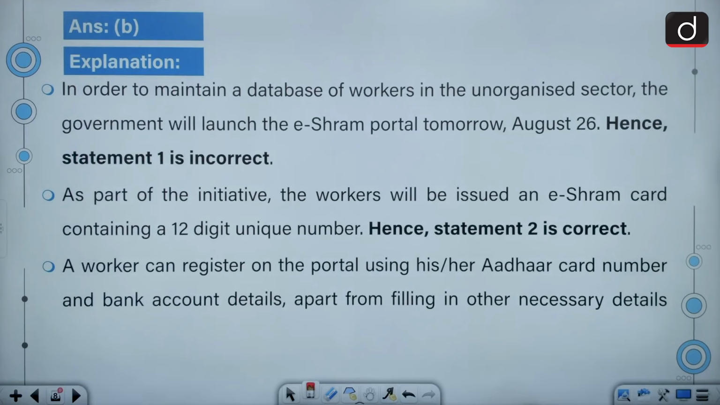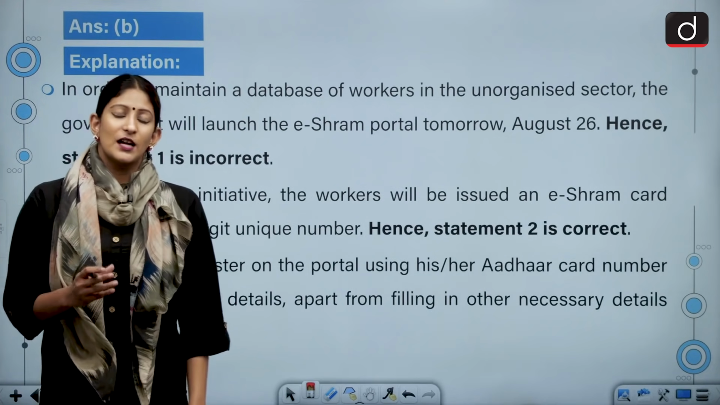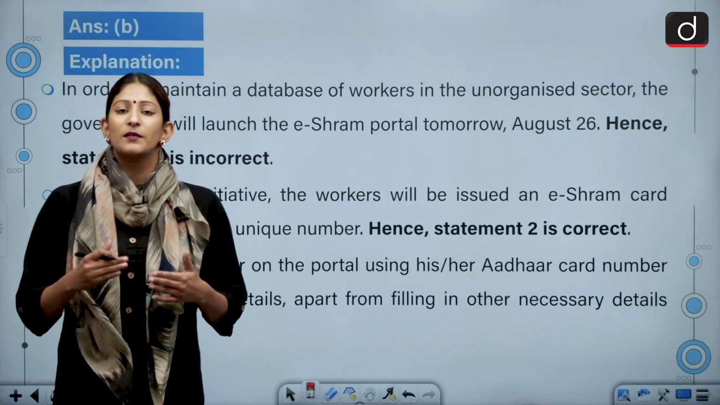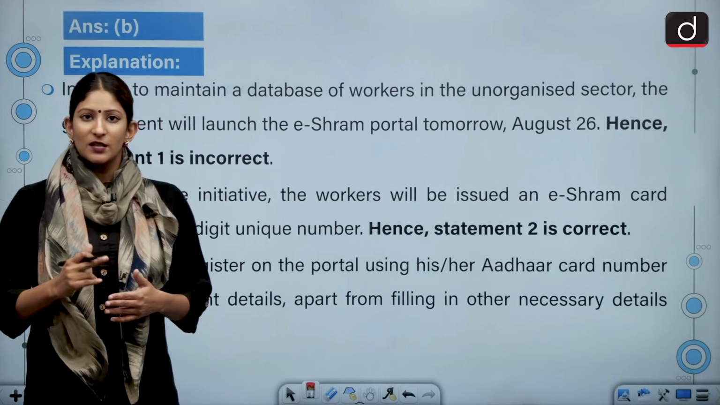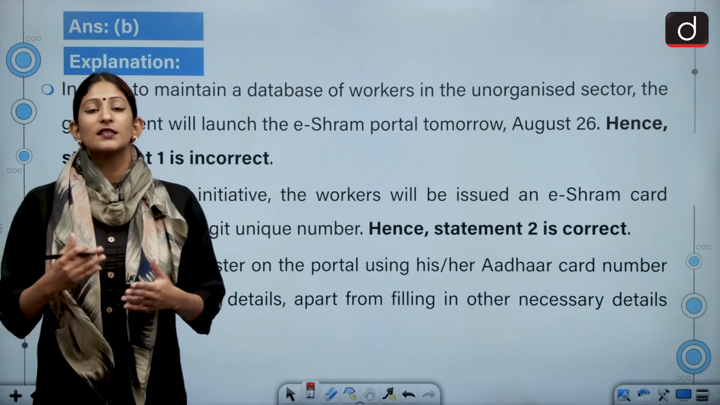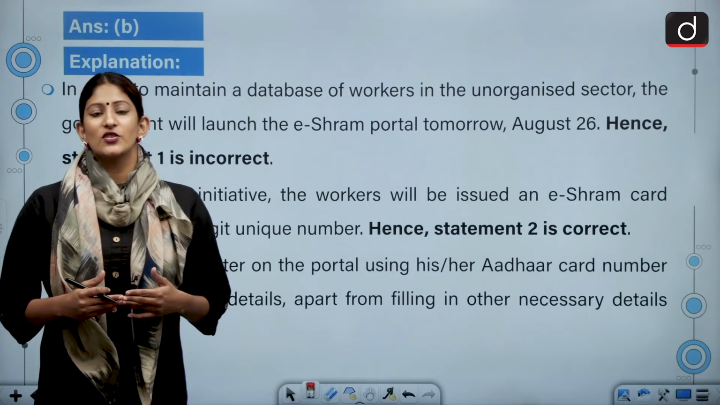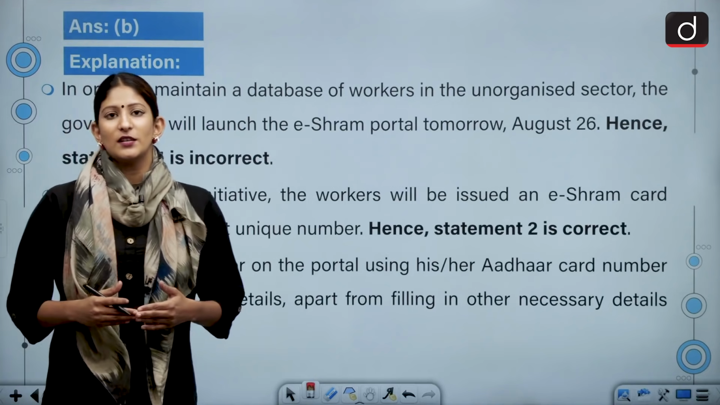In order to maintain a database of workers in the unorganized sector, the government will launch the E-shram portal tomorrow, that is on August 26th. As a part of the initiative, the workers will be issued an E-shram card containing a 12-digit unique number. So, if we talk about these cards or this particular portal, what will it do? It will help that the benefits reach the targeted population. Unorganized workers are seldom left out of the social security net. So, this is a step in the right direction when we talk about putting them in the net together.